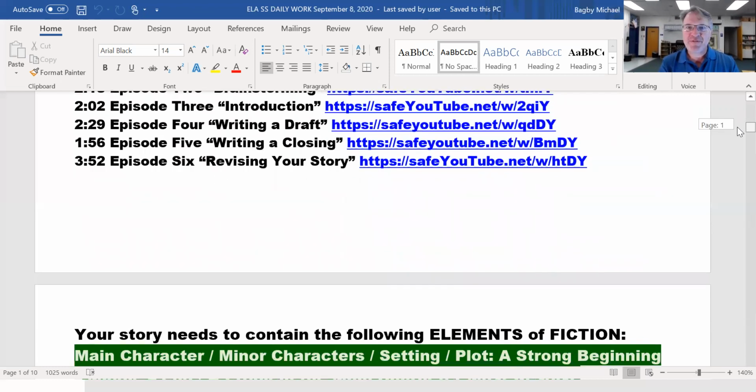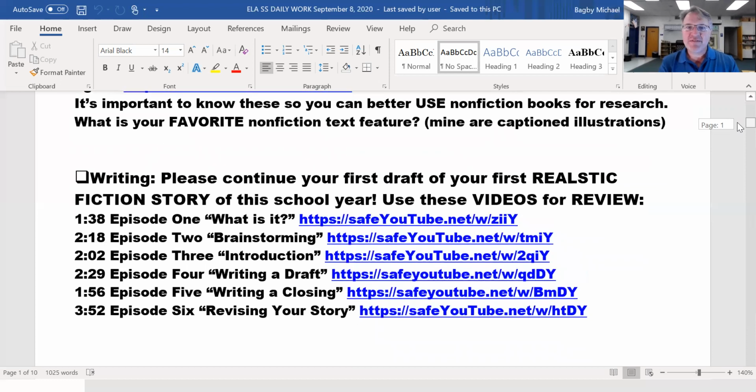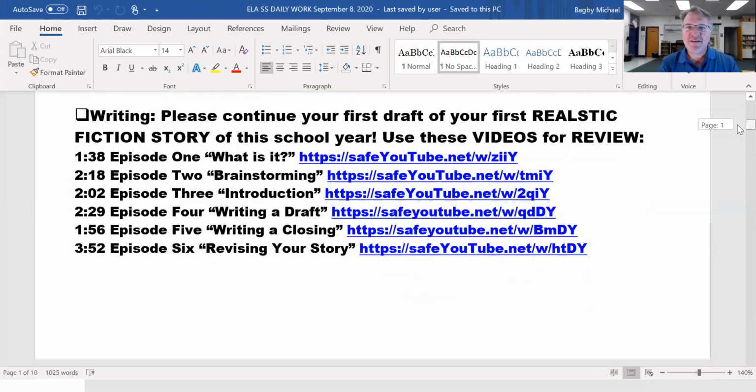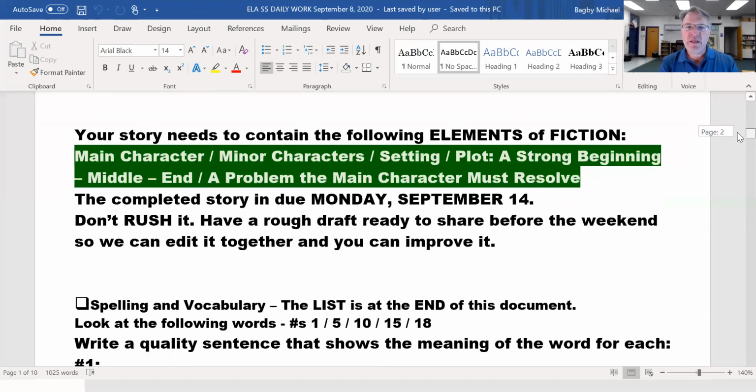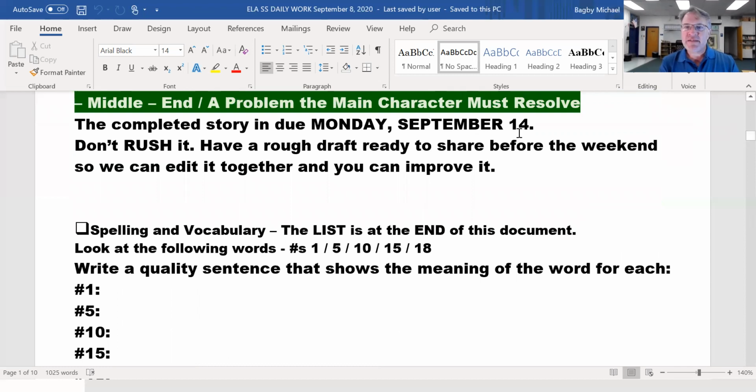Hope you come up with a good idea for a good, realistic fiction story. Your story needs to contain a main character. It needs to contain a few minor characters, a setting where it's taking place, a strong beginning, middle, and end. That's the plot. And some kind of problem the main character must resolve. The completed story is due Monday, September 14th. And don't rush it. Have a rough draft ready, and we'll work on it together.